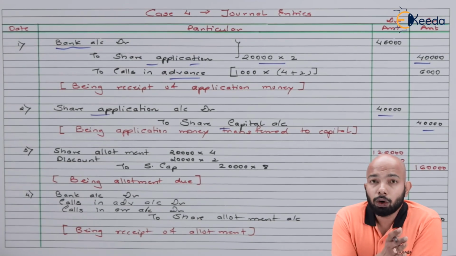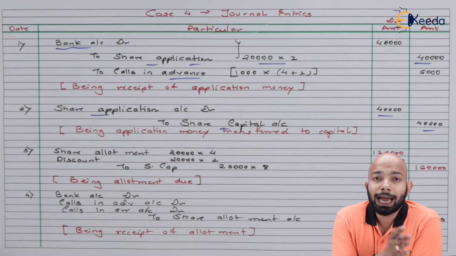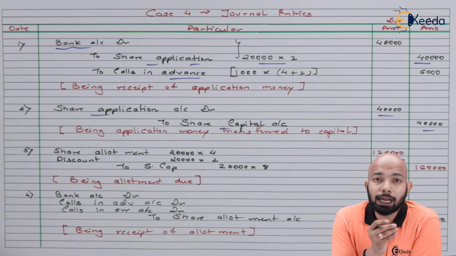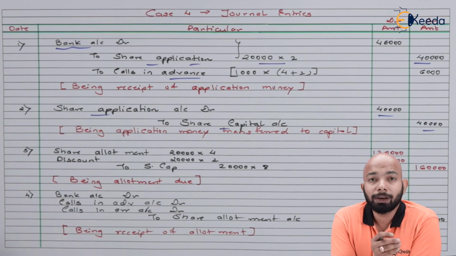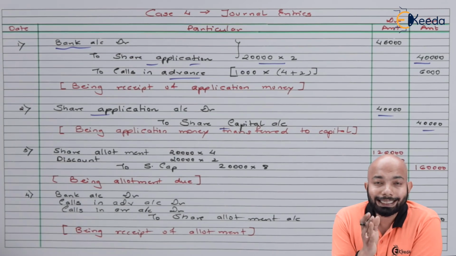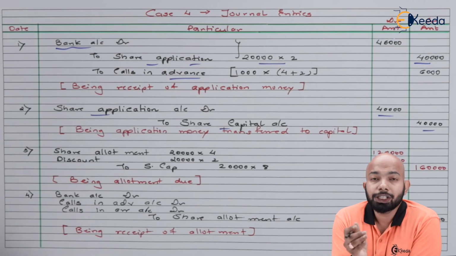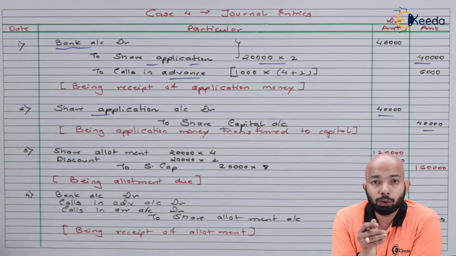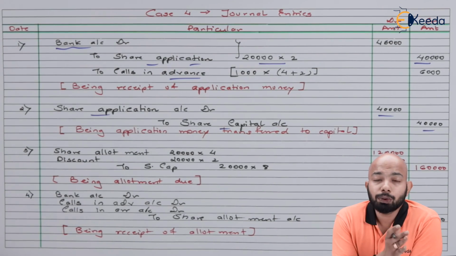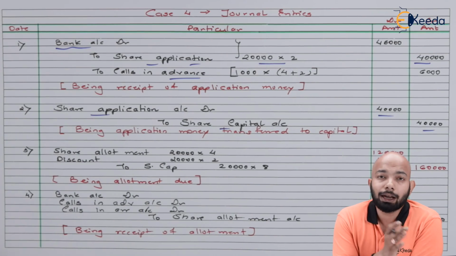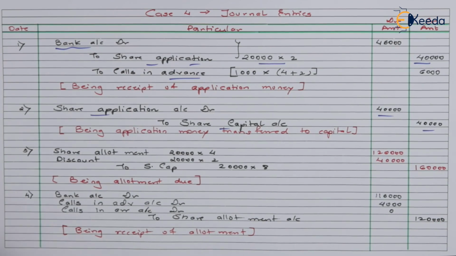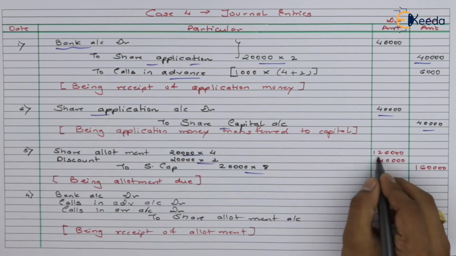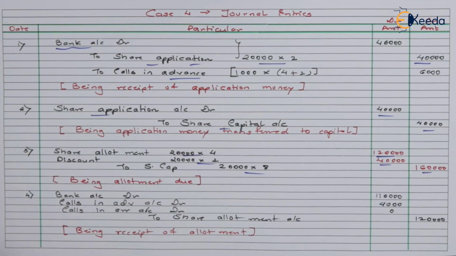Now when it comes to allotment due, each share was issued at a price of 8 rupees. That means at a discount of 2 rupees. So 20,000 multiplied by 2 will be the discount. Hence, allotment due entry will be share allotment account debit, discount account debit to share capital. Total of 6 rupees are supposed to be taken because 2 rupees is the discount, 4 rupees is the allotment capital. So out of 1,60,000, 40,000 is the discount, hence allotment capital will be 1,20,000.